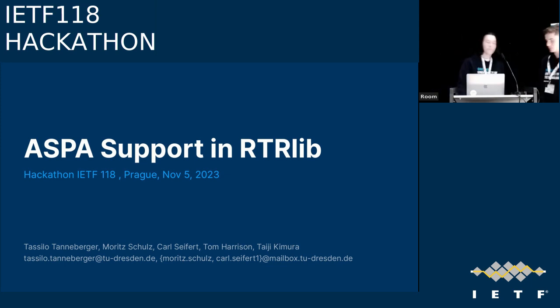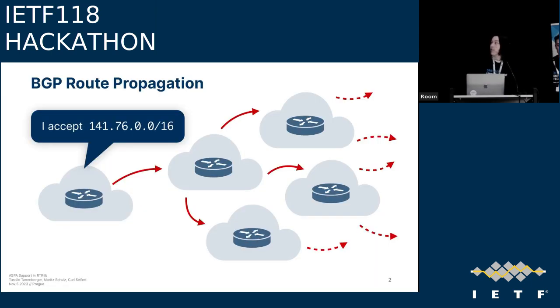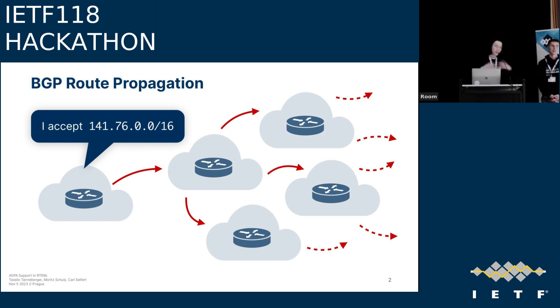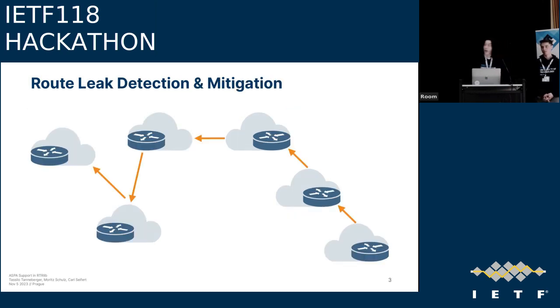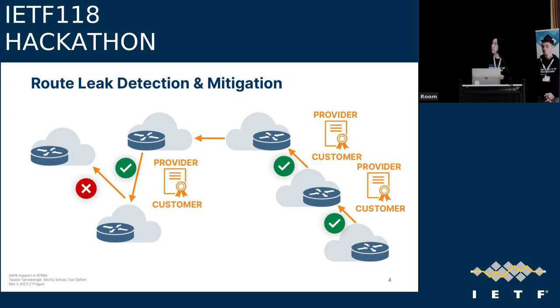So, hello. We are also from Technical University Dresden, and we will quickly present what we achieved in the last 48 hours. I will give a very quick introduction on BGP. BGP allows you to announce prefixes into the internet, and those prefixes then propagate through the internet. There is a problem, because if you get one prefix from your provider and upstream this prefix to another provider, you become transit for those two providers and route their traffic. And this becomes a problem if you have two very large providers, because if you're a small network, this will overload you and impact the service quality.